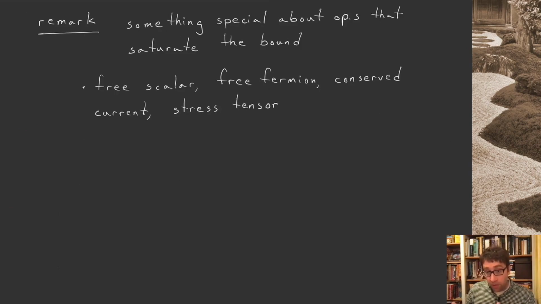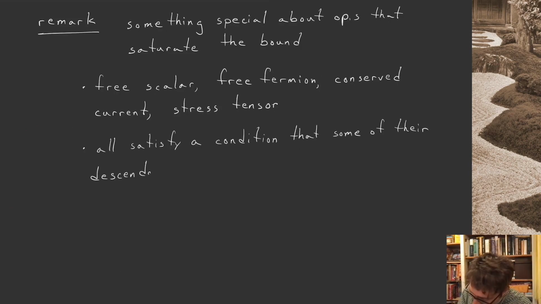So there's a reason for this, of course. All 4 of these operators satisfy a condition that some of their descendants vanish, a so-called shortening condition. These are primary operators, and the multiplet is the primary plus all its descendants. But if some of the descendants aren't there, then the multiplet is smaller, or as they say, shorter. So in the free scalar, what's the condition? It's that the Klein-Gordon equation acting on the scalar vanishes. And the Klein-Gordon equation is 2 derivatives.